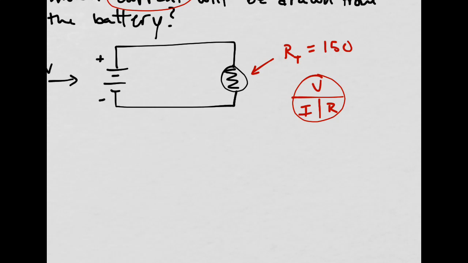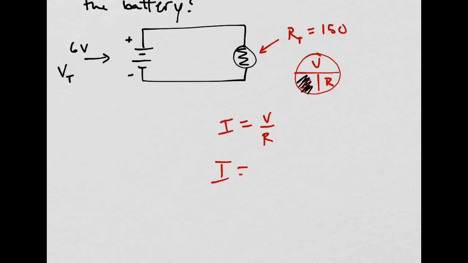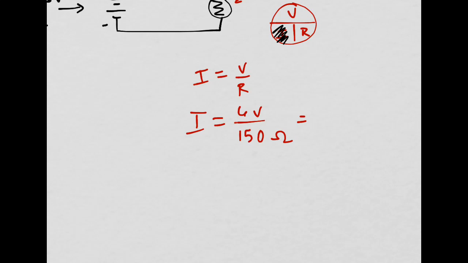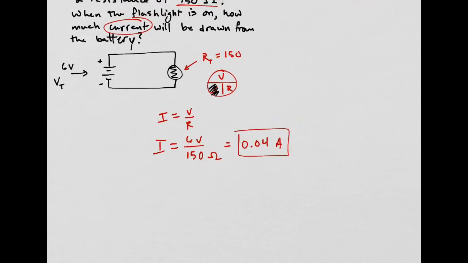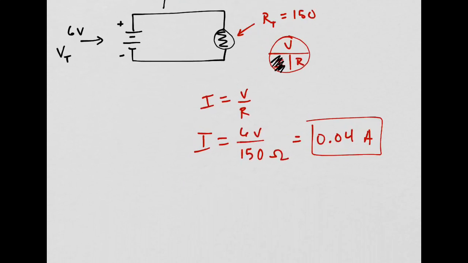If I'm solving for current, that's I, so I'll cover that up. So I know now I equals V divided by R. And then I just plug in those things. I equals 6 volts divided by 150 ohms. And that gives me amps. So what is that? That's just 0.04 amps. So that's easy enough. You just use that, and there you go. Okay, let's move on.